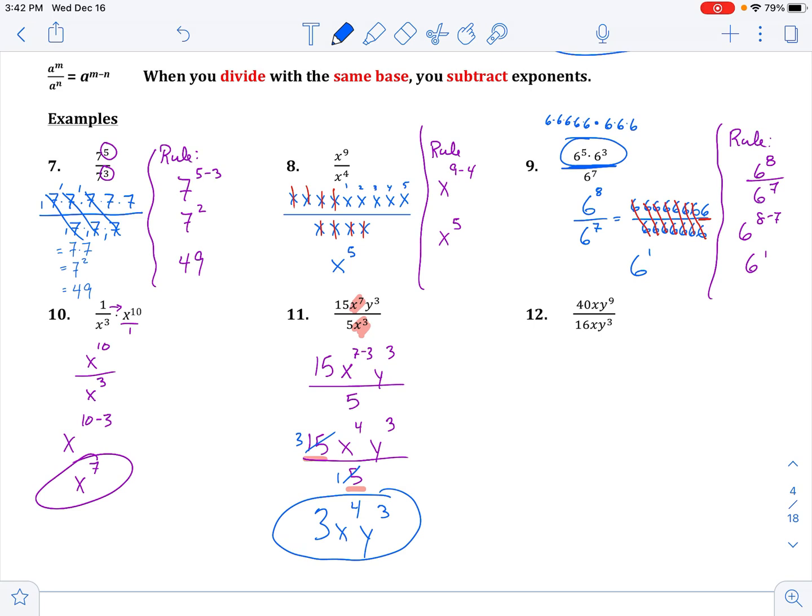And again, moving it up one level of difficulty in problem number 12, I'm going to leave the 40 and 16 for now. But I do want to look at this x to the 1st divided by x to the 1st. So that's the same base of x, and we're going to subtract those exponents. So 1 minus 1. I'm also going to look at the y's. If I have y to the 9th and y to the 3rd, again, we're going to subtract those exponents. I'm going to be left with 40 divided by 16. That's x to the 0 times y to the 6th.